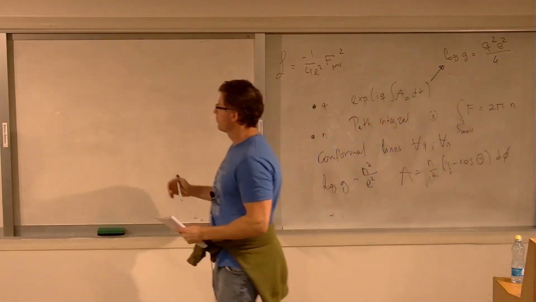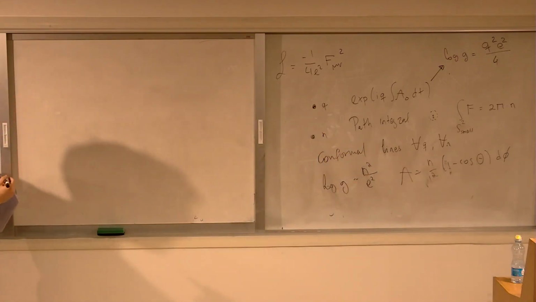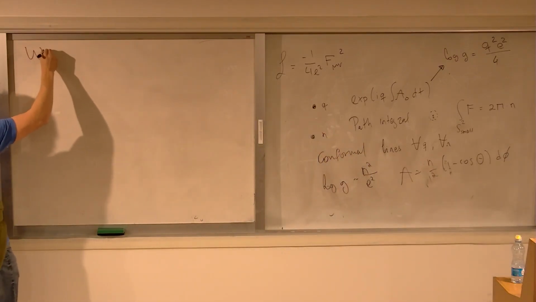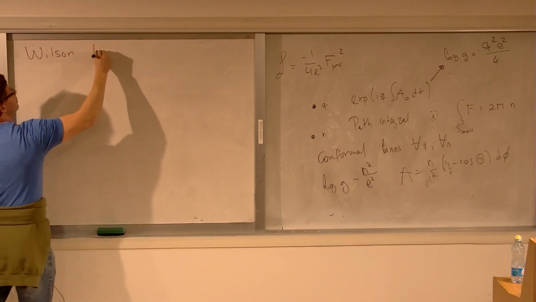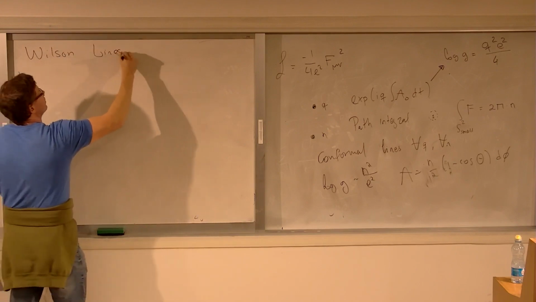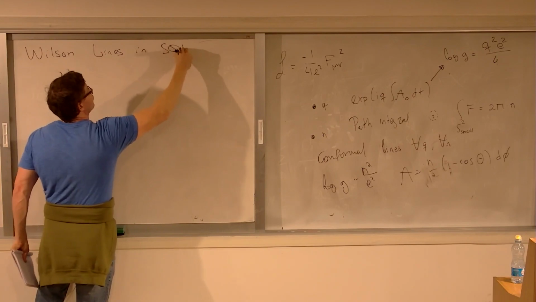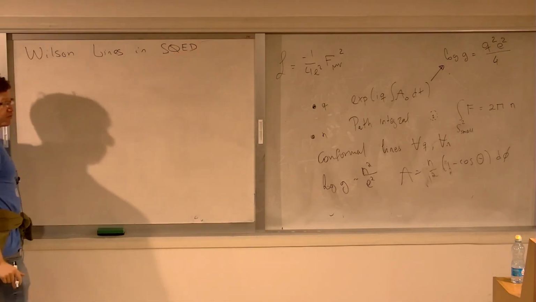We'll start with Wilson lines and then we'll do 't Hooft lines. So I'm going to discuss now Wilson lines in scalar QED. SQED does not stand for supersymmetric QED, it just stands for scalar QED.